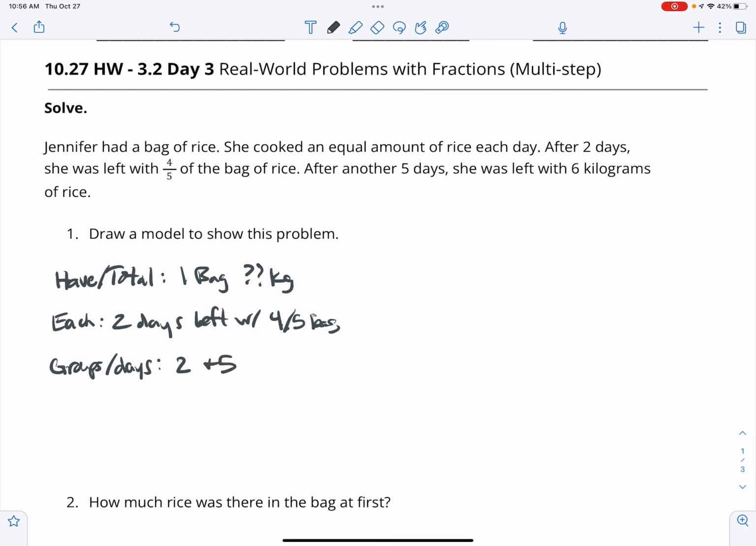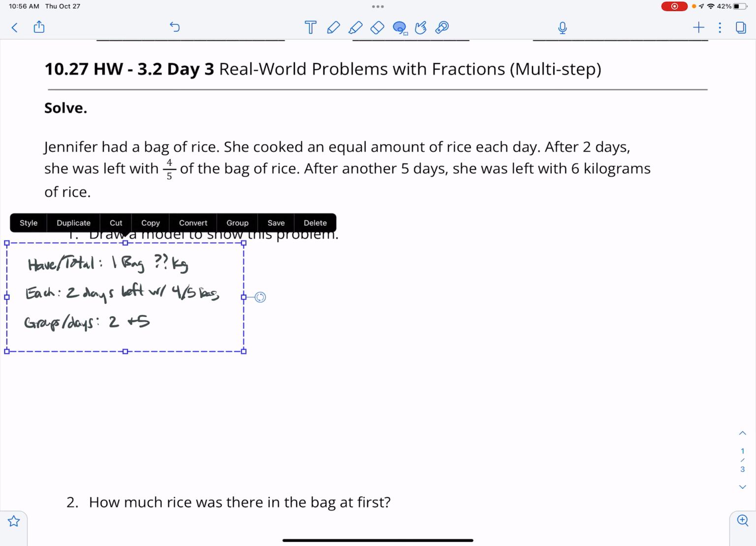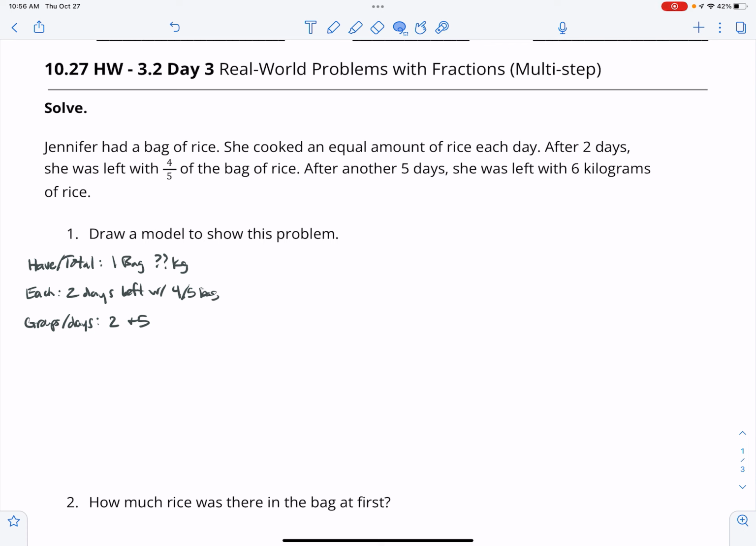And so looking at how we can organize all this information is probably the best option, just to be certain. You might be able to guess and figure your way out, but having a visual to look back on is really quite nice. So if we start out, we know we have 1 bag of rice, and I'm choosing to do one big bar model rather than multiple small ones, just because we're starting out with a single bag.